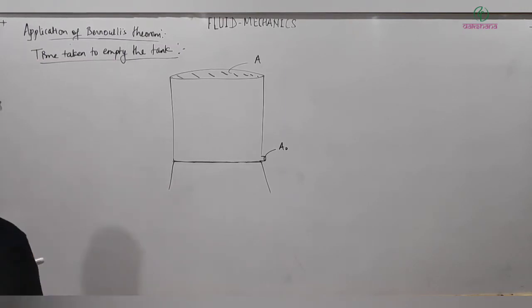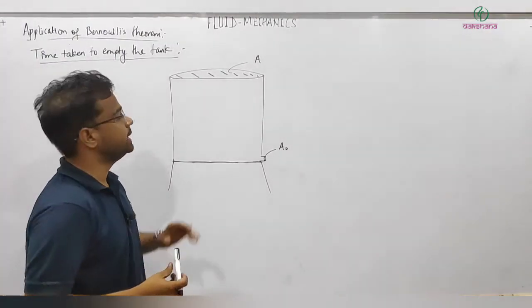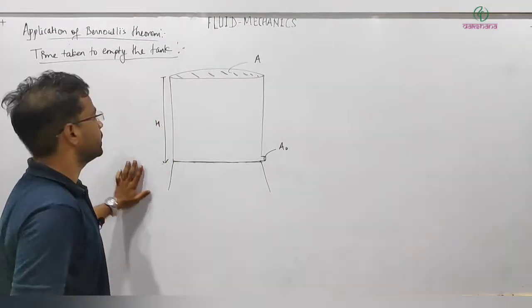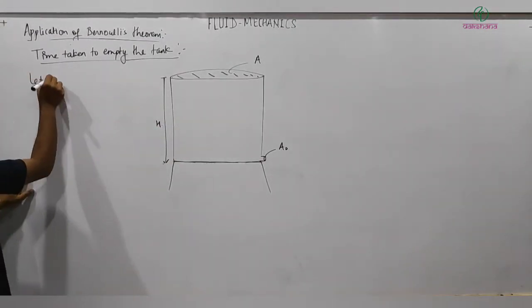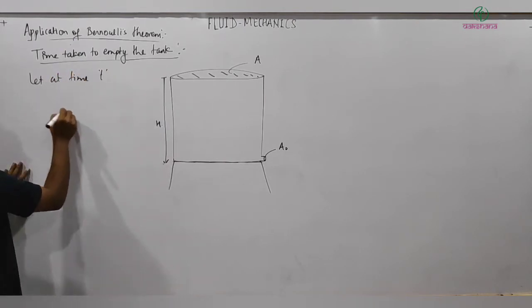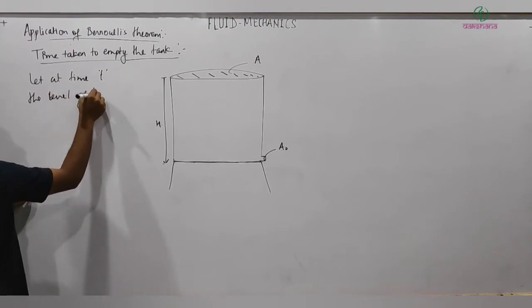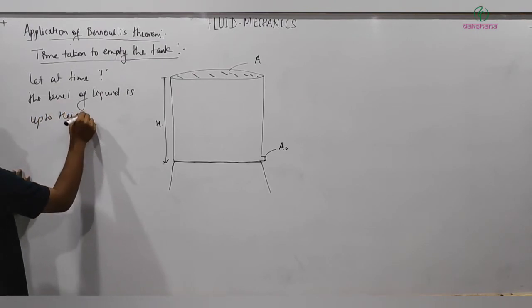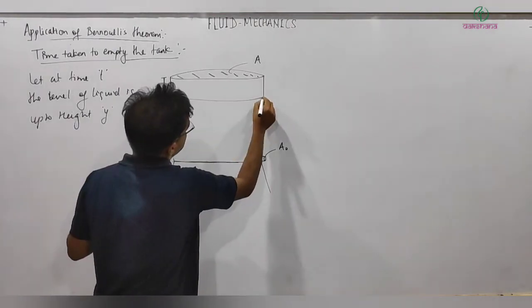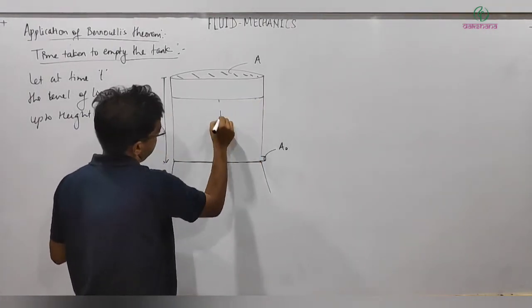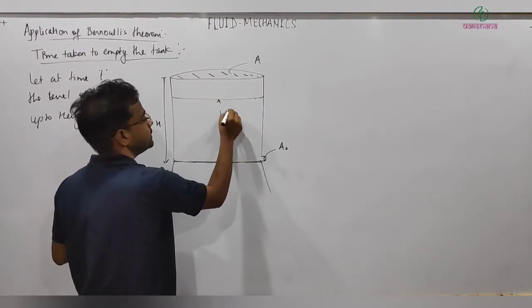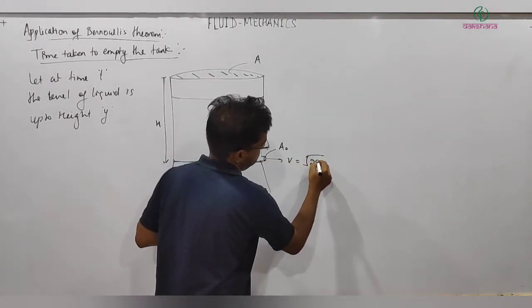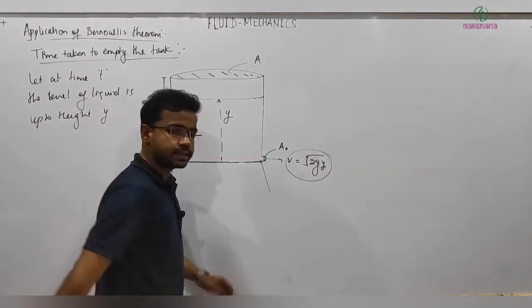Okay, so let's calculate the time taken to empty the tank. Here I'm assuming initially the tank is filled up to the full level, which is capital H. Let's say at time t, the level of liquid is up to height y. So at time t, this is the level of liquid in the tank, let's say y, and I have made the hole exactly at the bottom. So at this moment it will be coming out with the speed of root 2gy, right?